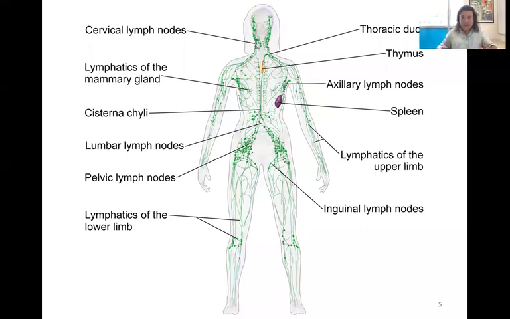Lymph nodes are not spread out evenly or uniformly throughout the body. You can see they are collected in regions like the neck or the armpits or around the pelvic region. So these lymph nodes each represent a separate spot where the lymph fluid can be cleaned up a little bit before it gets passed onto other lymph nodes.